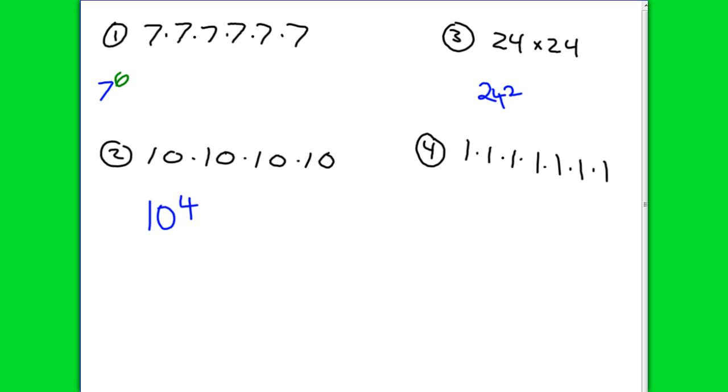We have 7 to the 6th, and we have 10 to the 4th, 24 to the 2nd, and 1 to the 7th. Thumbs up if you agree. Very good. And what is 1 to the 7th? Let's evaluate that. Did you hear that? 1 to the 7th is?